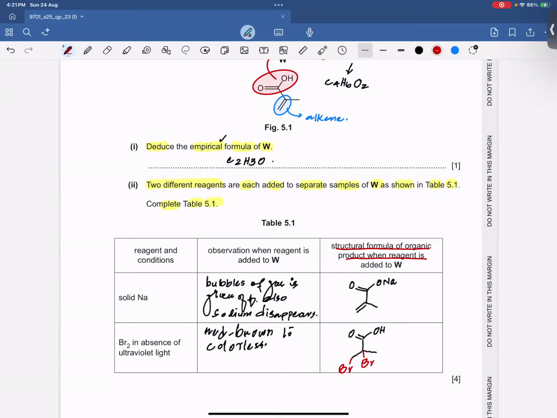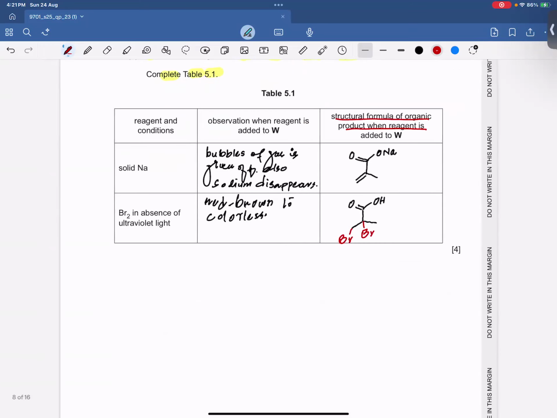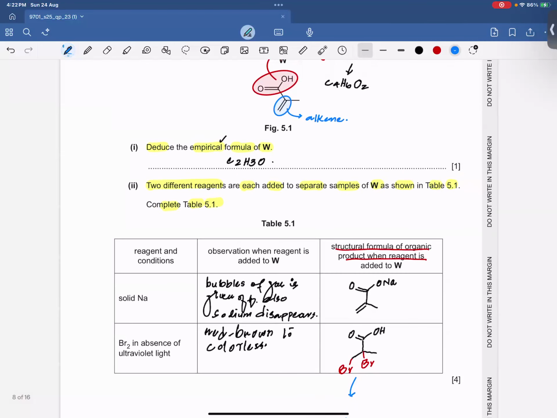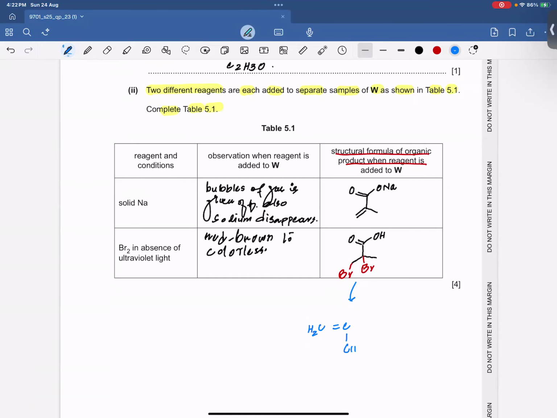All right. Instead of writing these structures, you can also write it this way: CH2 double bond C, and then CH3, and then COOH. So if you want to put aqueous bromine here, put one bromine here and one bromine here, and you can remove one pi bond. So that's also acceptable in the paper. Both are correct. Okay.